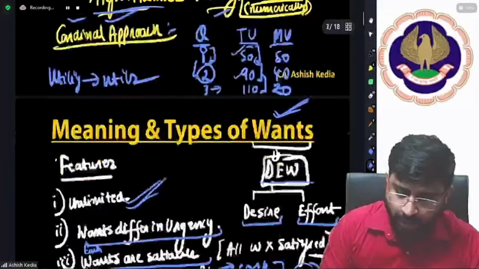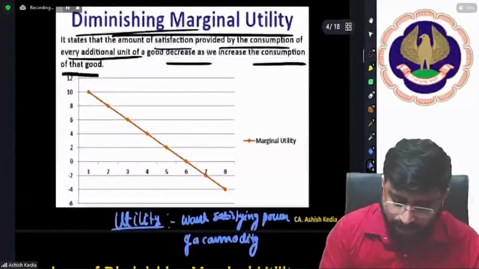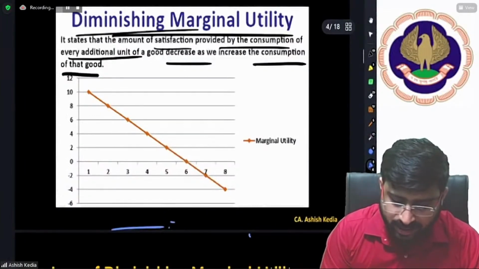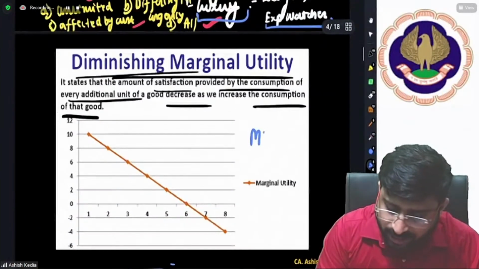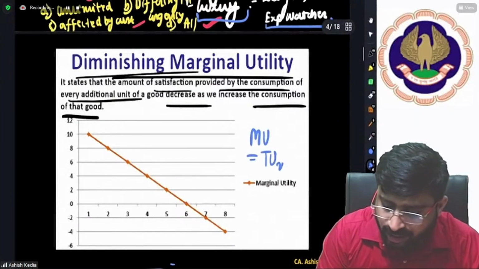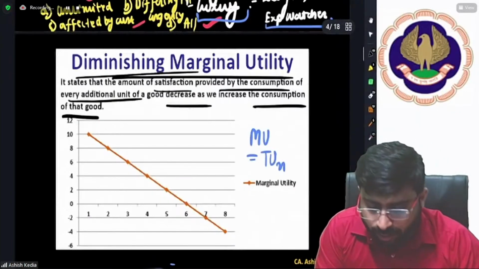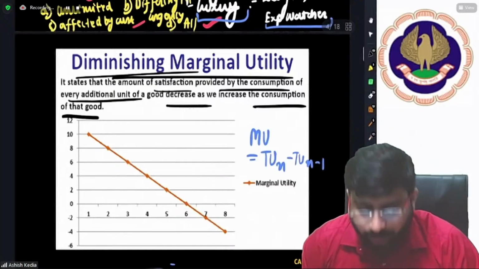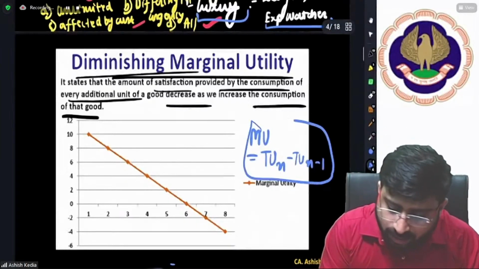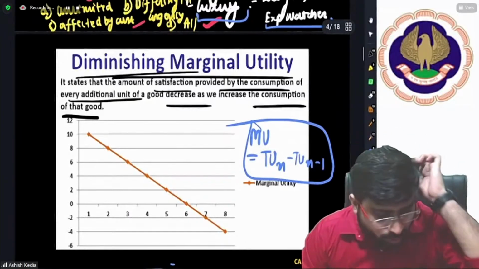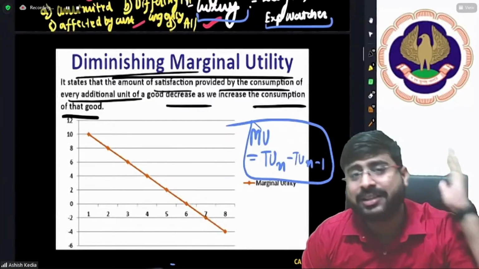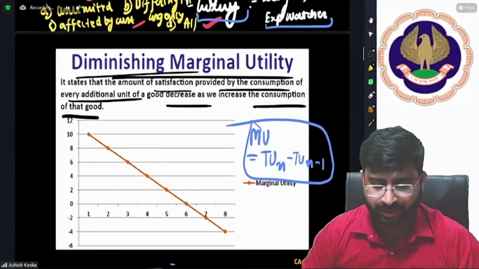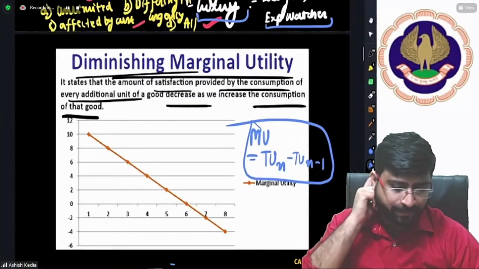So, sir, you are telling us we can write marginal utility. Yes, marginal utility equals the change in total utility, that means total utility from n units minus total utility from n minus 1 units. That is what marginal utility is. Is it yes or no, my dear friends? Come on, everybody. Very good, sir. It's crystal clear, sir.